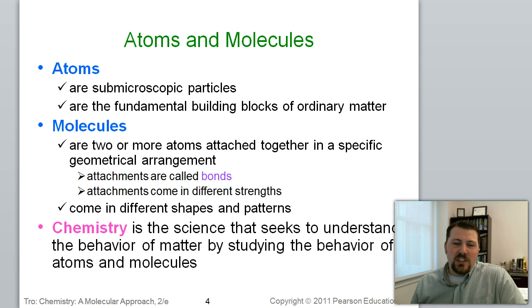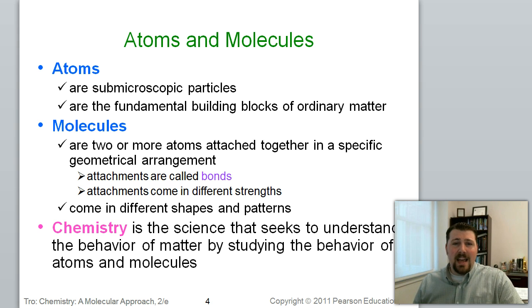So atoms are submicroscopic particles. They're on the order of about an angstrom, which is a fancy unit of measurement, meaning 1 times 10 to the minus 10 meters. So that's a really, really small length, and that's why they're considered submicroscopic. So if you had a microscope, these atoms would be smaller than what your microscope could view, or at least an optical microscope. It turns out that atoms are the fundamental building blocks of matter.